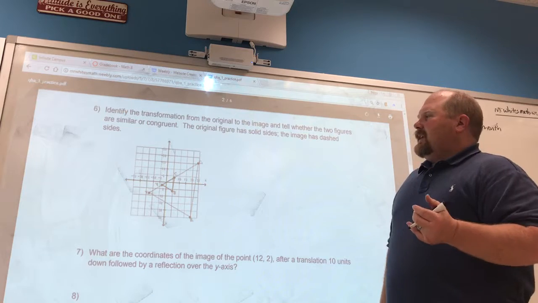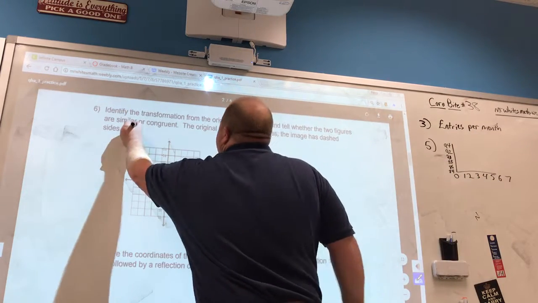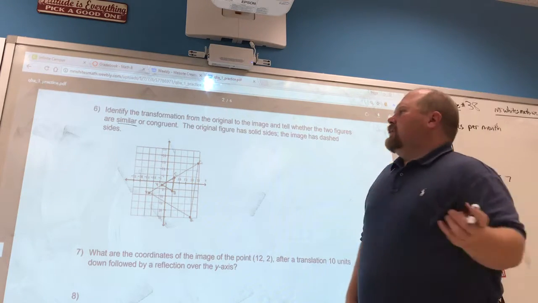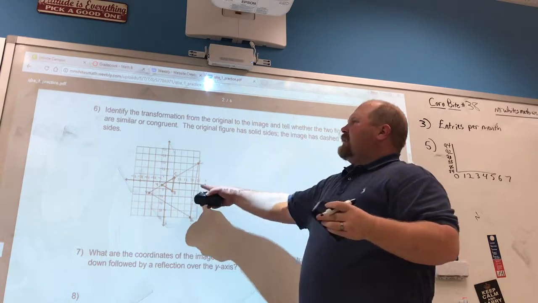This is clearly a dilation. It got much bigger, and since it did change size, this would be similar. So your answer would be dilation and similar. Congruent means it stayed the same size, and this one did not. So this is dilation, similar.